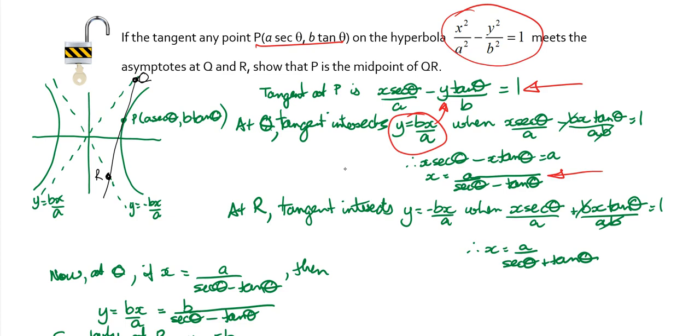At R, same sort of thing happens. The tangent is going to intersect the other asymptote, which is minus bx on a. Substitute that into the equation of the tangent, and we get that as our x value.